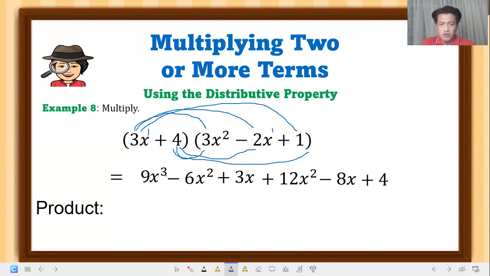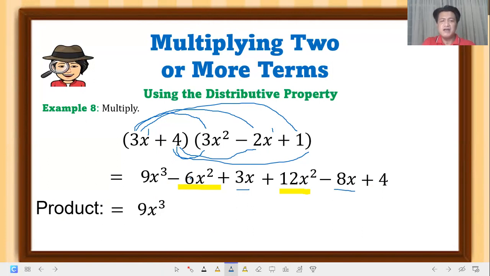Okay, see, x cubed, meron ba siyang like terms? Or 9x cubed? So wala, just bring down lang natin. How about this negative 6x squared? Okay, meron siya, di ba? So we have this, like terms sila, pwede natin i-combine yan. Together with the 3x tsaka negative 8x. Yung constant kasi wala siyang like terms.